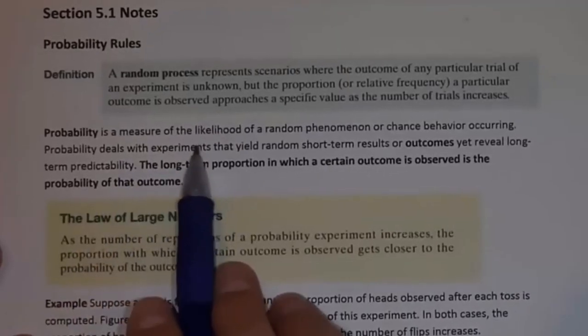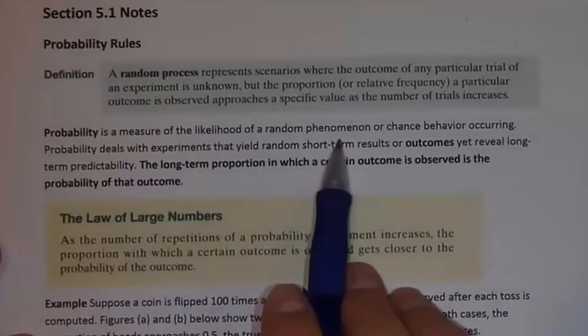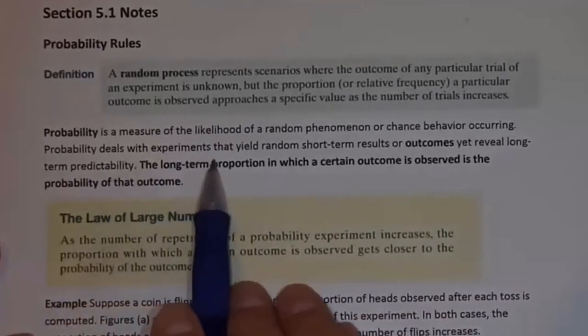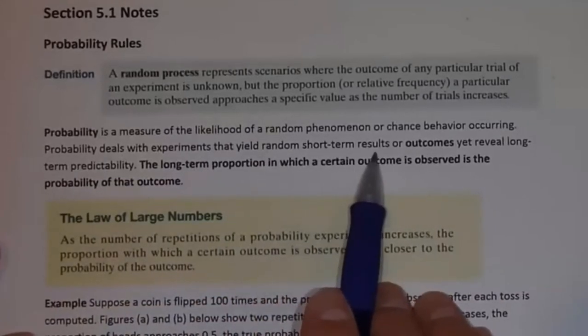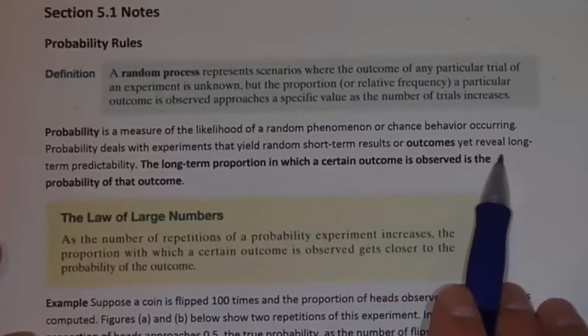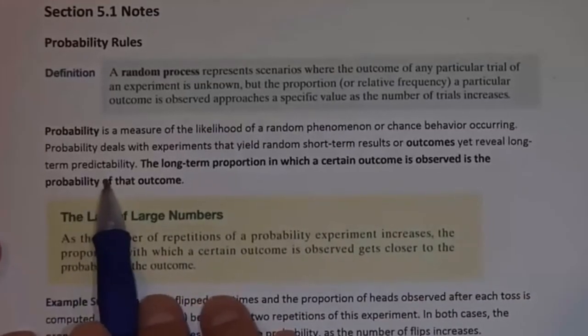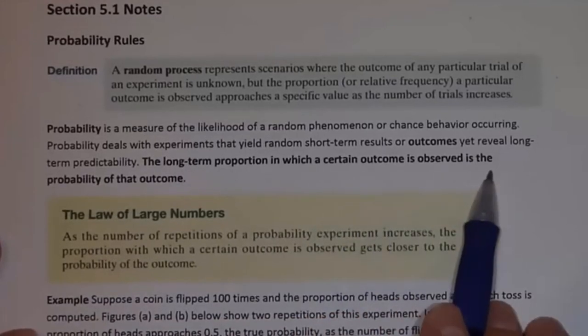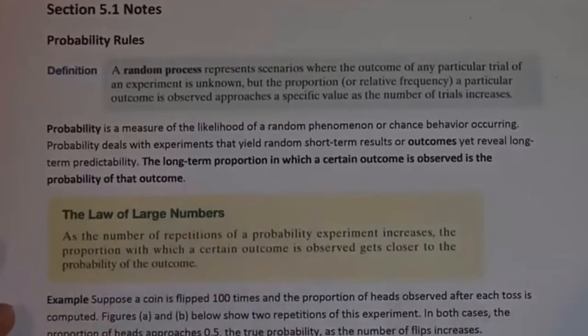Probability is a measure of the likelihood of a random phenomenon or chance behavior occurring. Probability deals with experiments that yield random short-term results or outcomes, yet reveal long-term predictability. The long-term proportion in which a certain outcome is observed is the probability of that outcome. So again, if I flip a coin, say 1,000 times, I'm going to get around 500 heads and around 500 tails. So 500 out of 1,000, that's a half.